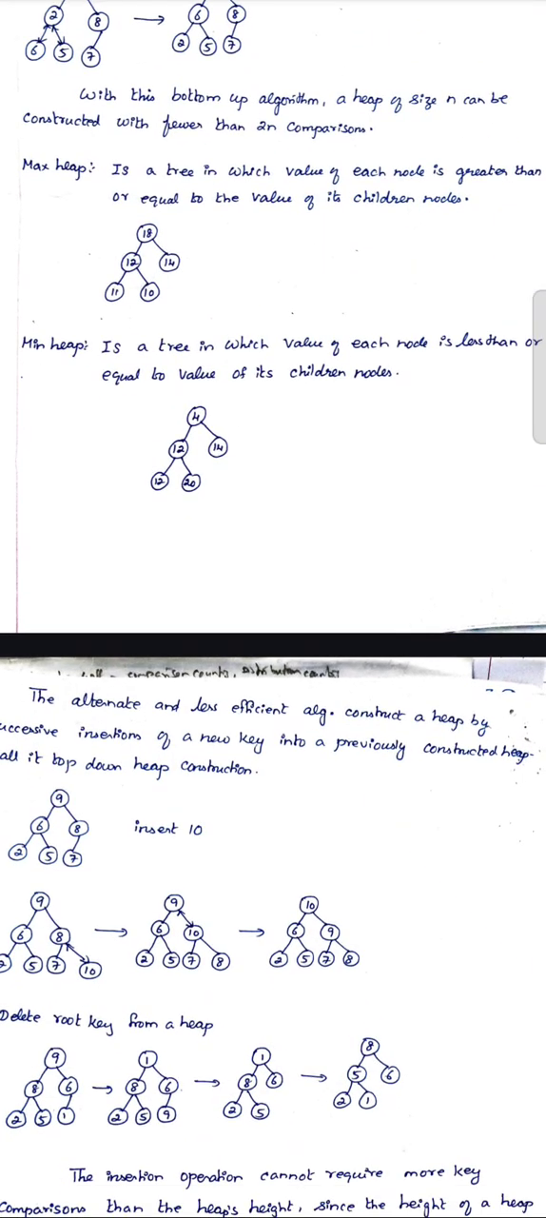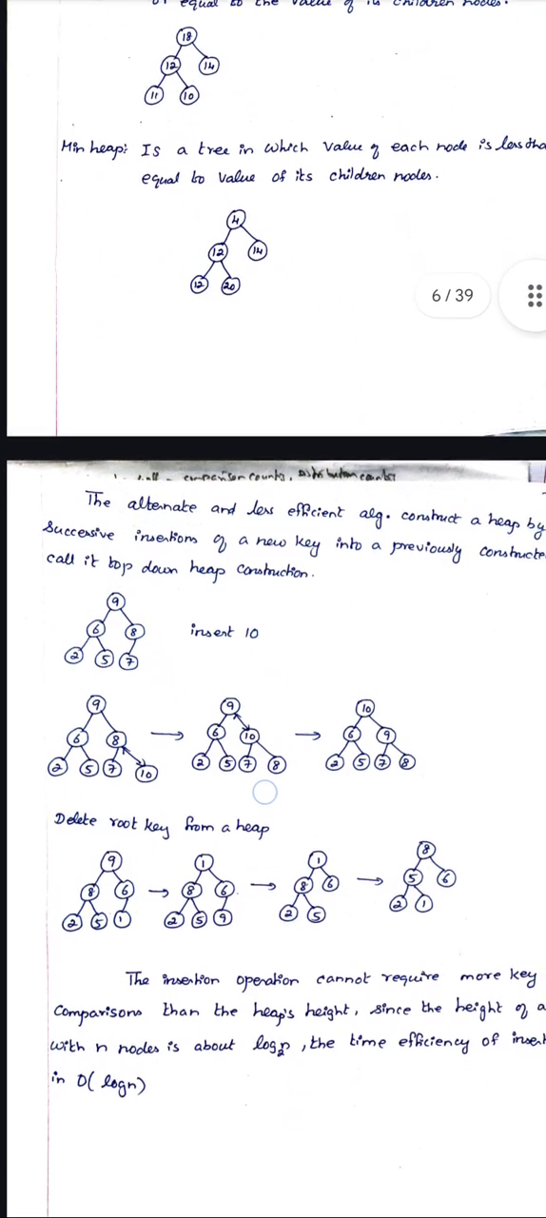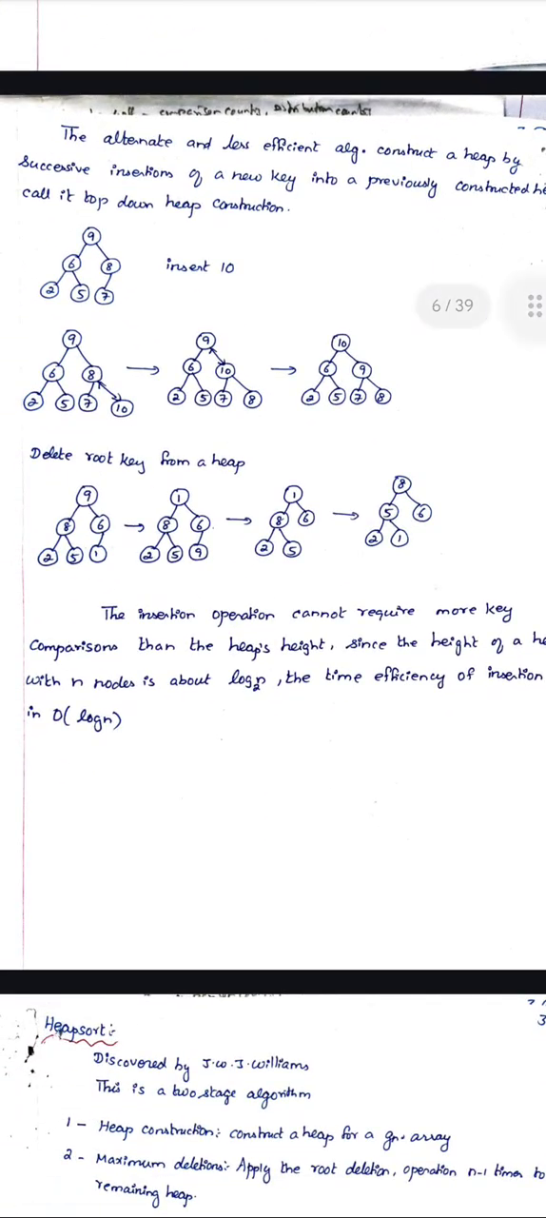A max heap is a tree in which the value of each node is greater than or equal to the value of its children nodes. A min heap is a tree in which the value of each node is less than or equal to the value of its children nodes. An alternate and less efficient algorithm constructs a heap by successive insertion.